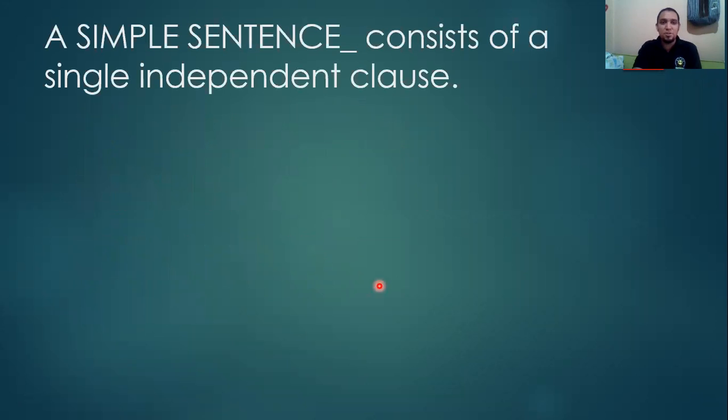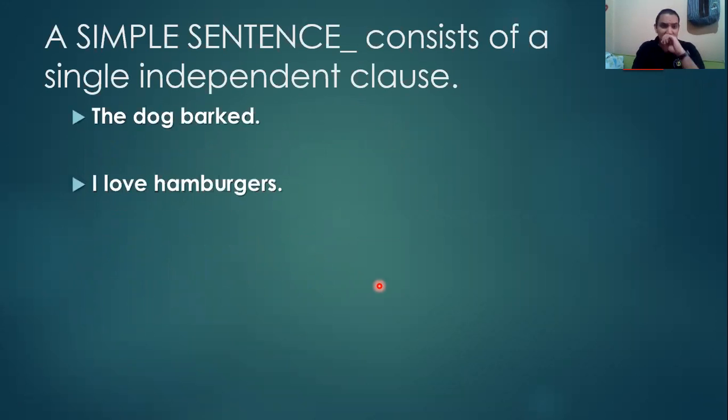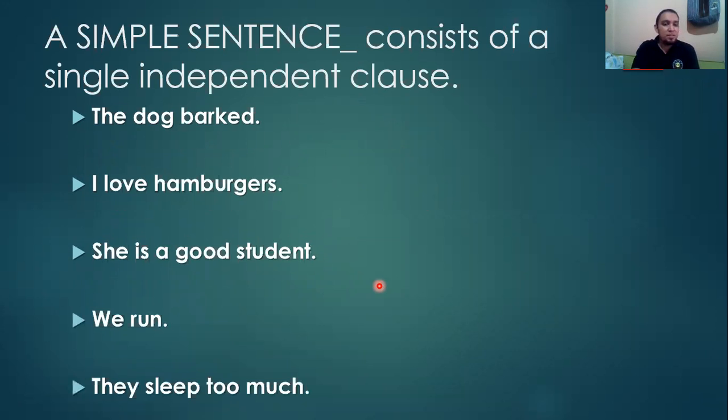We have to know about 4 types of sentences. The first one is a simple sentence. What's this? A simple sentence consists of a single independent clause. Remember, a clause is a sentence that can stand by itself. For example, the dog barked. I love hamburgers. She's a good student. We run. And they slept much. These sentences make sense by themselves. Even the fourth one, where we have only the subject and the verb, is a full sentence. Or we can have the 3 elements, which are the subject, the verb, and the complement. So all of these are simple sentences, any sentence that can stand by itself.